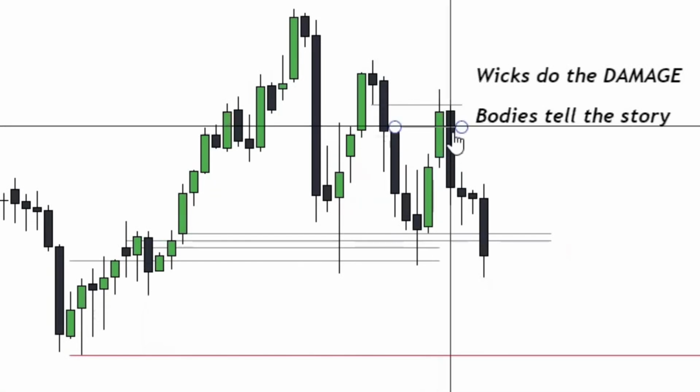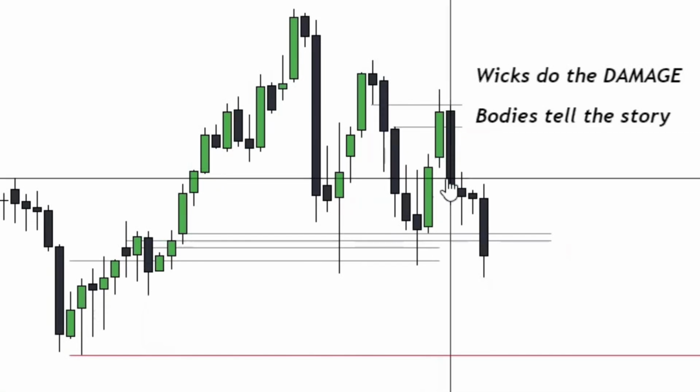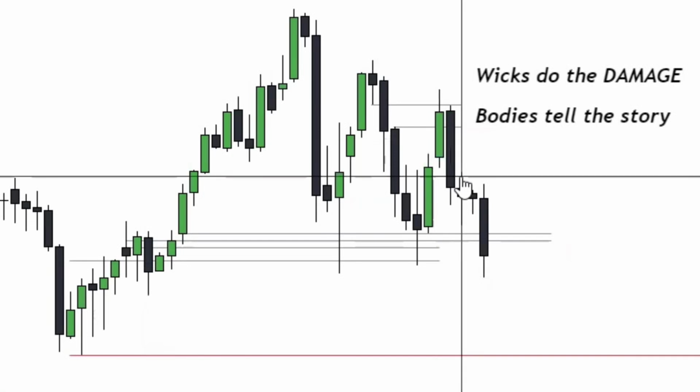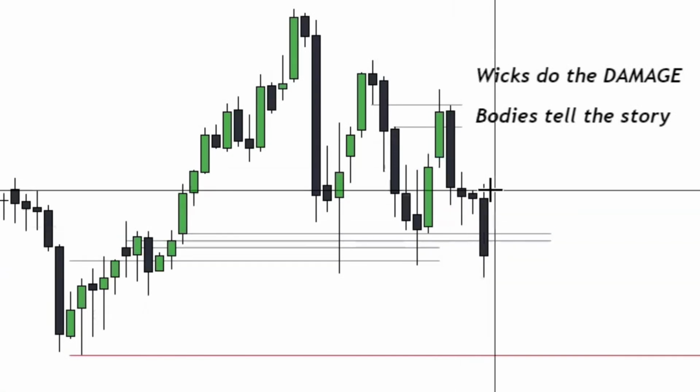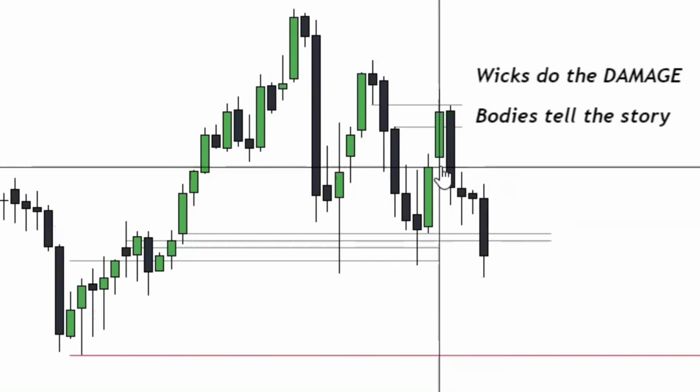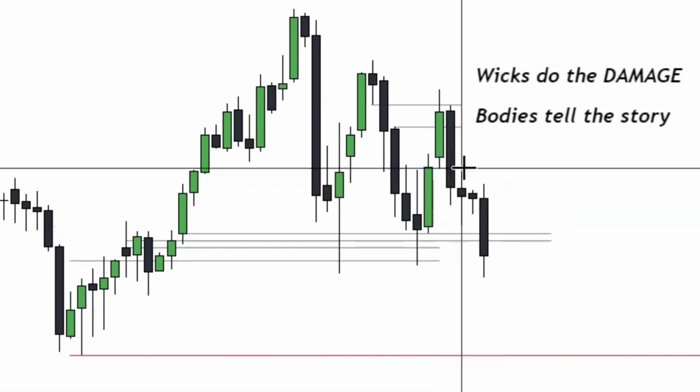Look at how we use the bodies of the candles to close below that. Immediately we close below that, any return to premium will be a sell. And there'll be old lows here, so any area for old lows will be sells.